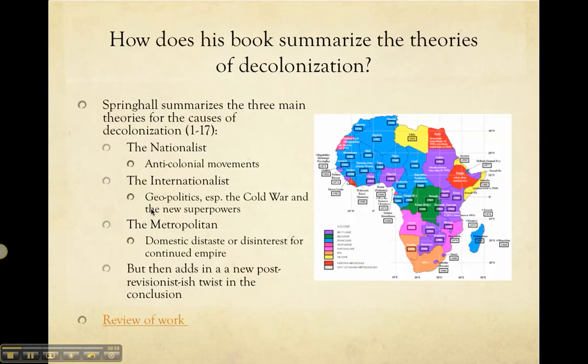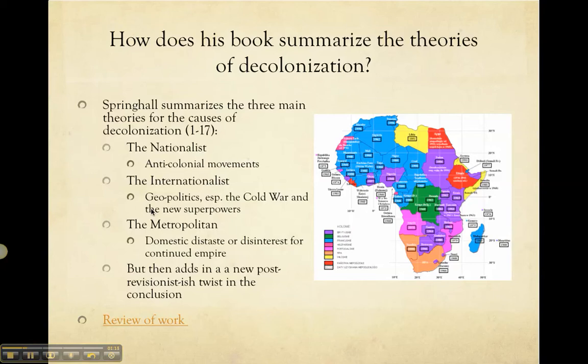Okay, so what does his book summarize? Now, this is the main thing. He doesn't really bring up new theories, he summarizes many theories. This is a book for undergraduates and for high school students like yourself. So, three major theories that other people have come up with that he summarizes.